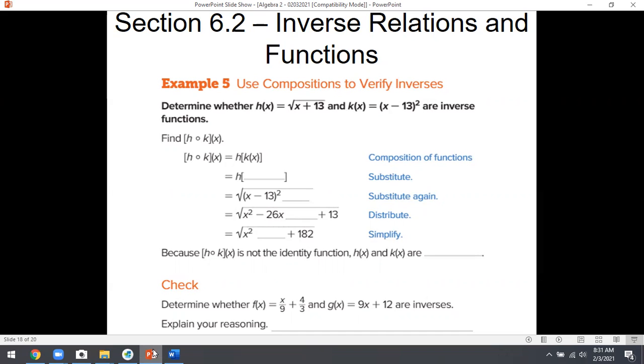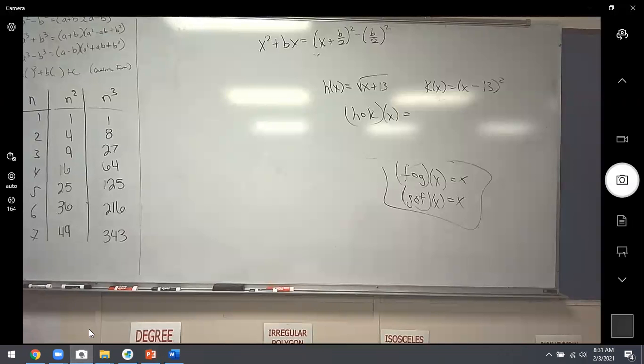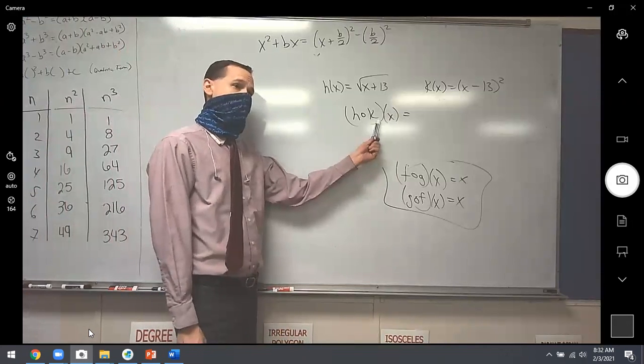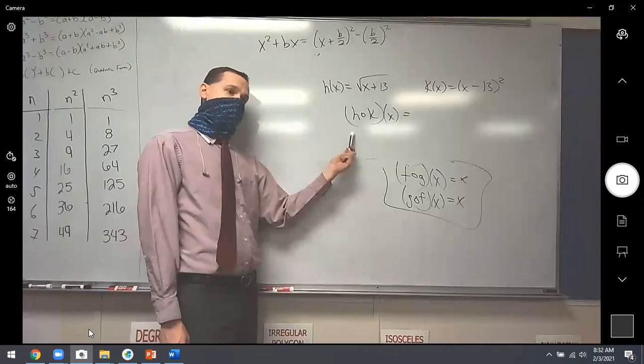All right, so it doesn't matter which one you do first. I'll do h composed with k first. Let's see what h composed with k is. We're going to compose them. We're going to see if we get out x. And like you just learned in the last section, what's that mean? You're taking k and you're plugging it into h, right?